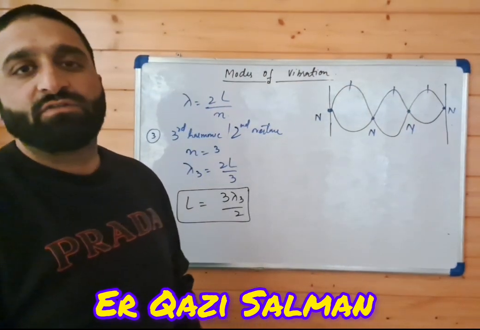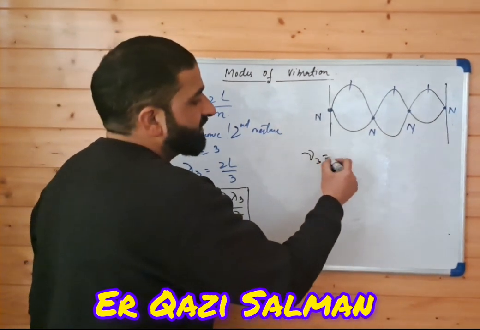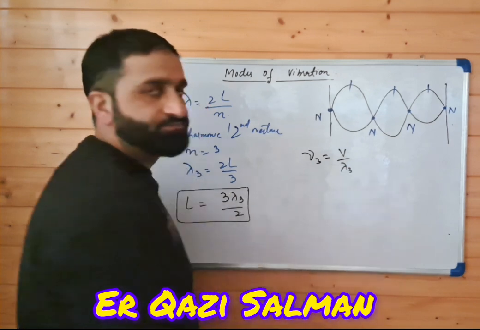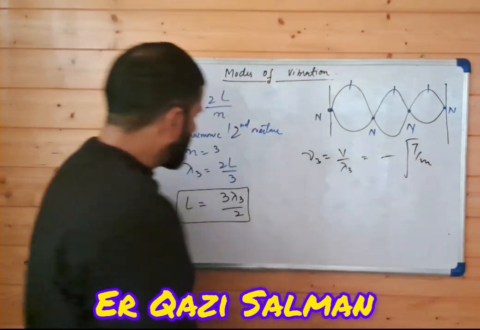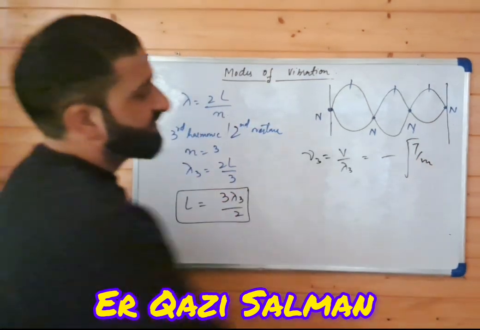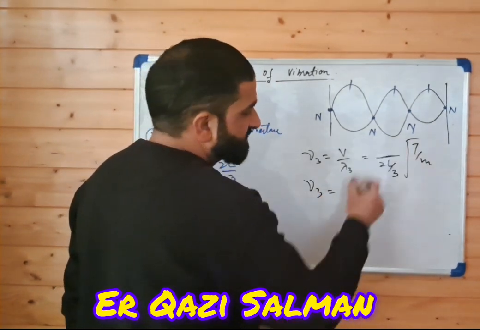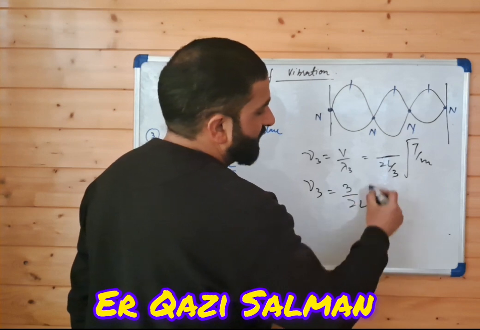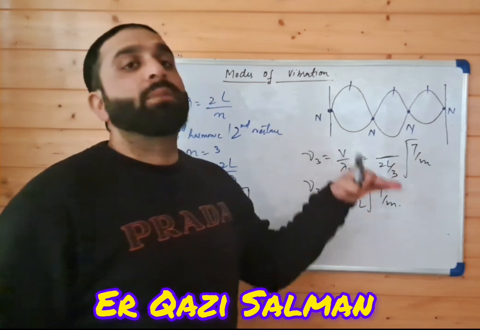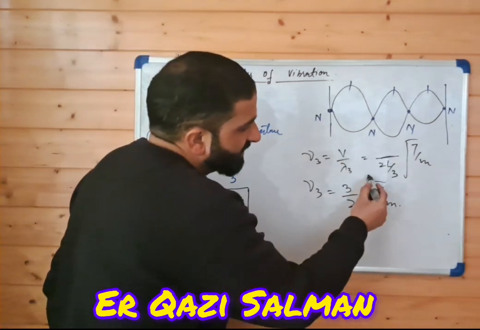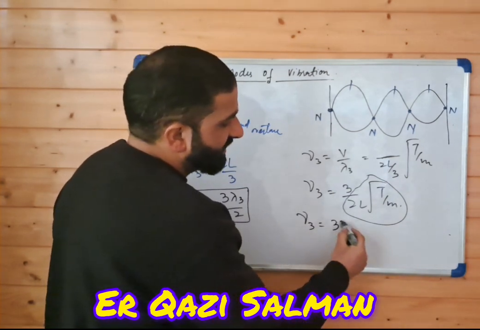Now, let us discuss the frequency. The frequency of the third harmonic or second overtone, nu3, will be equal to V divided by lambda 3. V, as already discussed, is equal to root of T divided by M, and lambda 3 is equal to 2L divided by 3. So nu3 is equal to 3 divided by 2L root of T by M. Giving it the form of how much it is of the first harmonic, we know that for the first harmonic the frequency is equal to 1 by 2L root of T divided by M. So nu3 is equal to 3 times nu1.